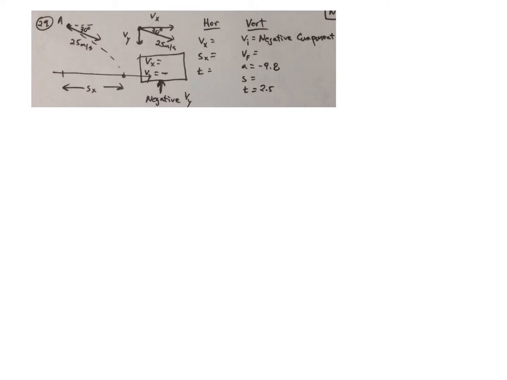Day 28, projectiles, problem 29. Here's the diagram. You're throwing a rock, or an object, I guess it's a rock, stone, at a 30-degree angle, 30 degrees below the horizontal, from a tall bridge.